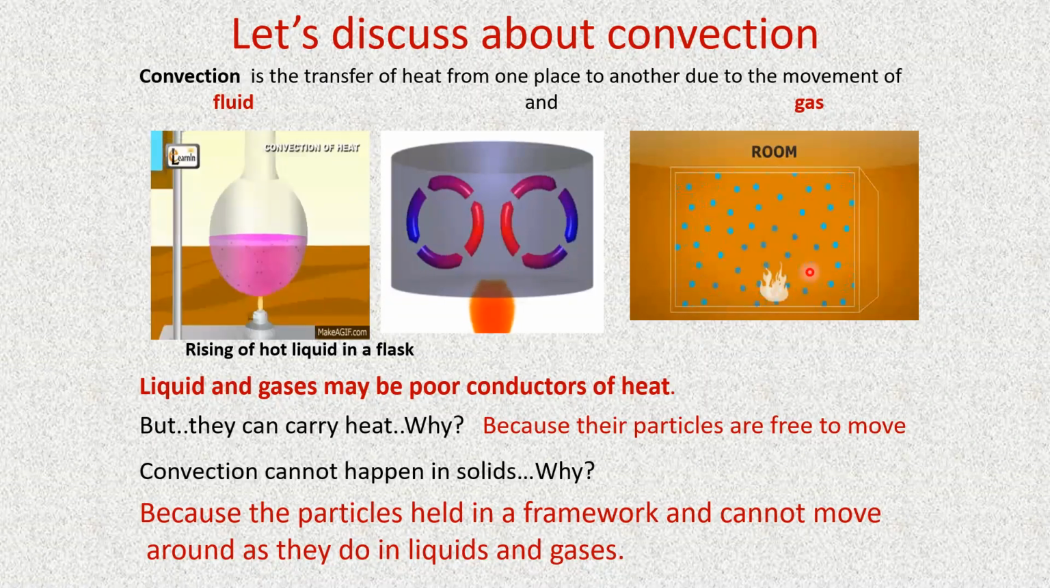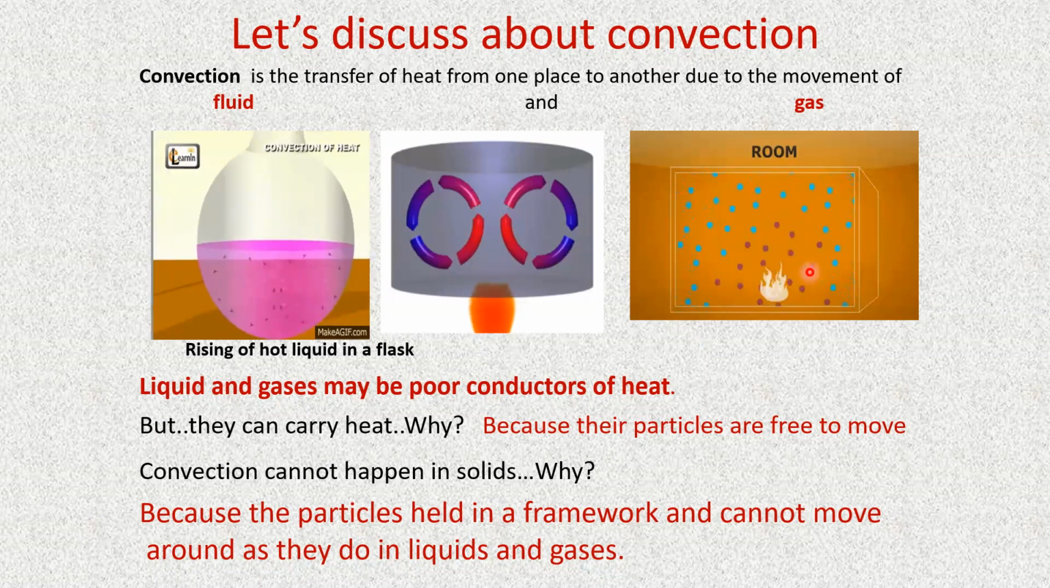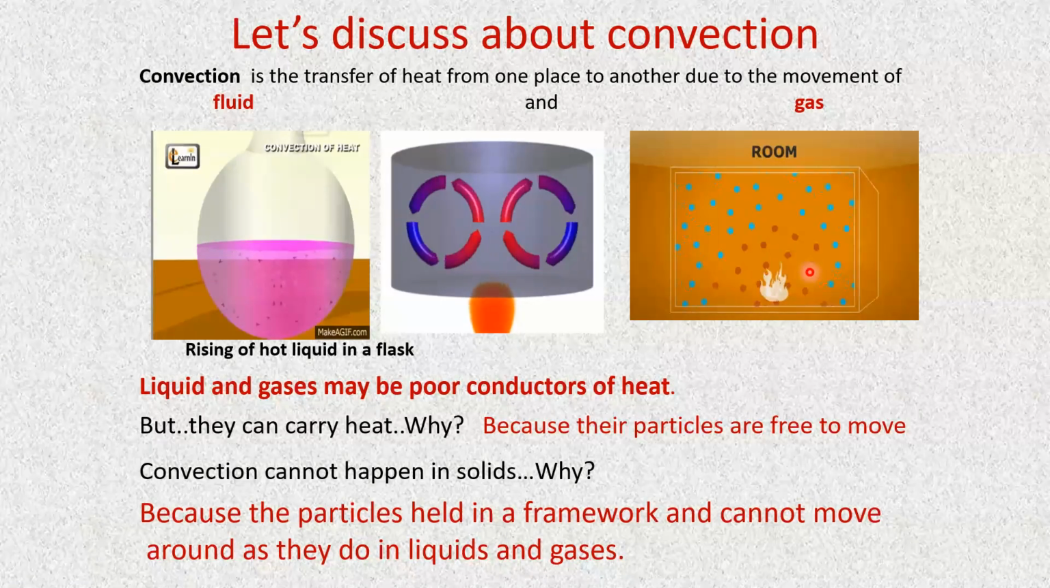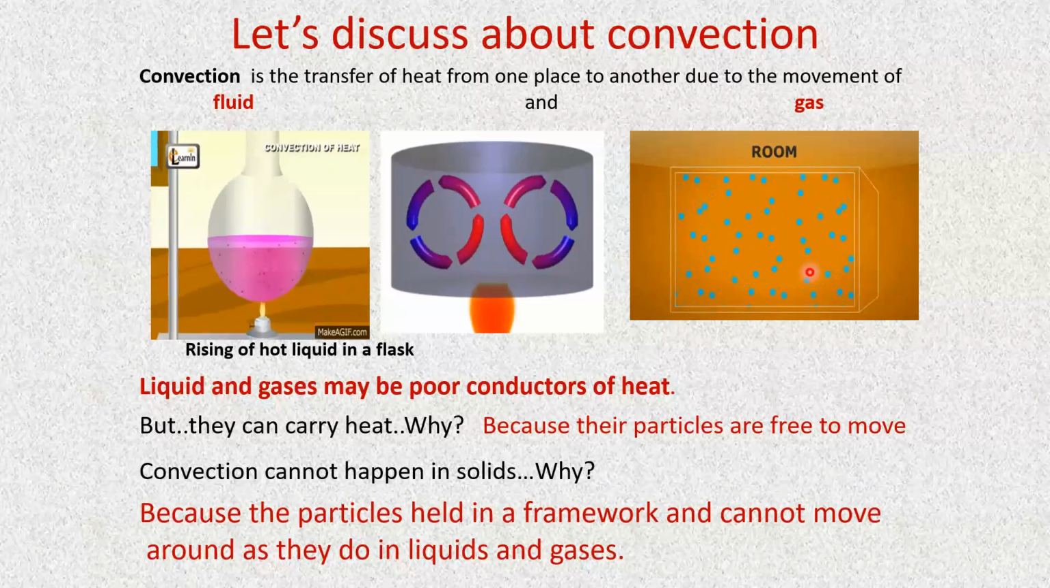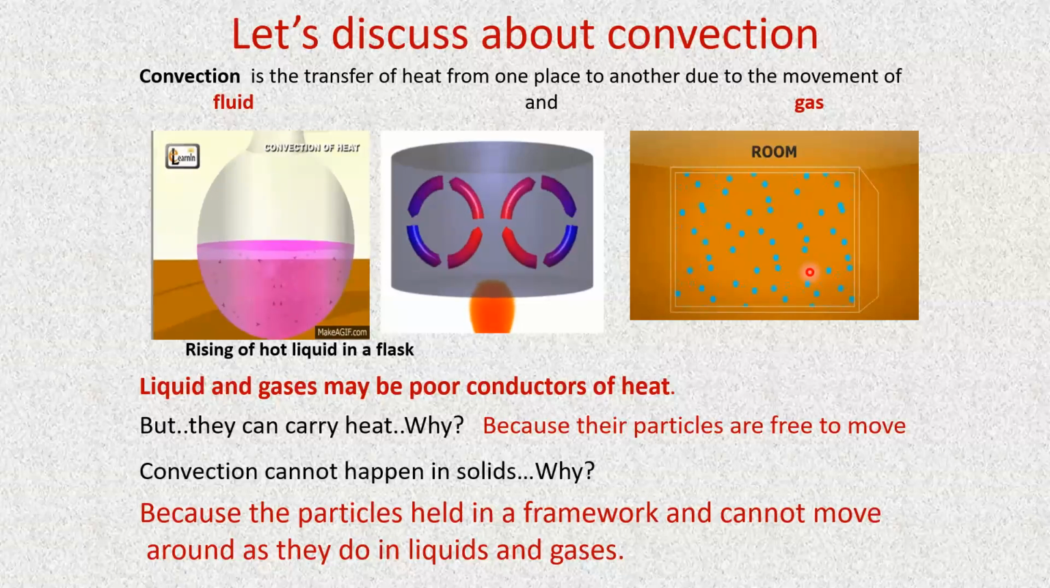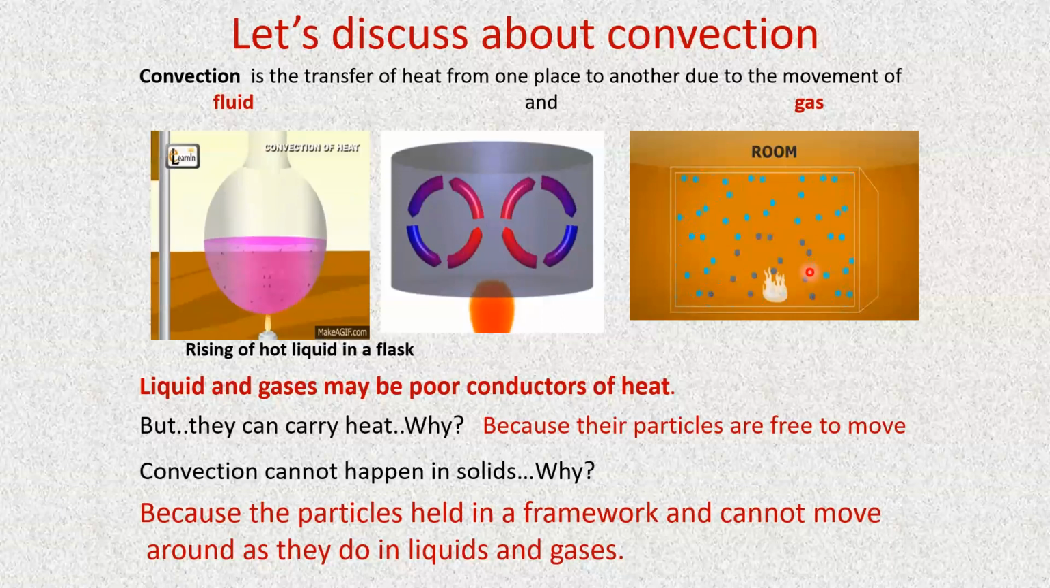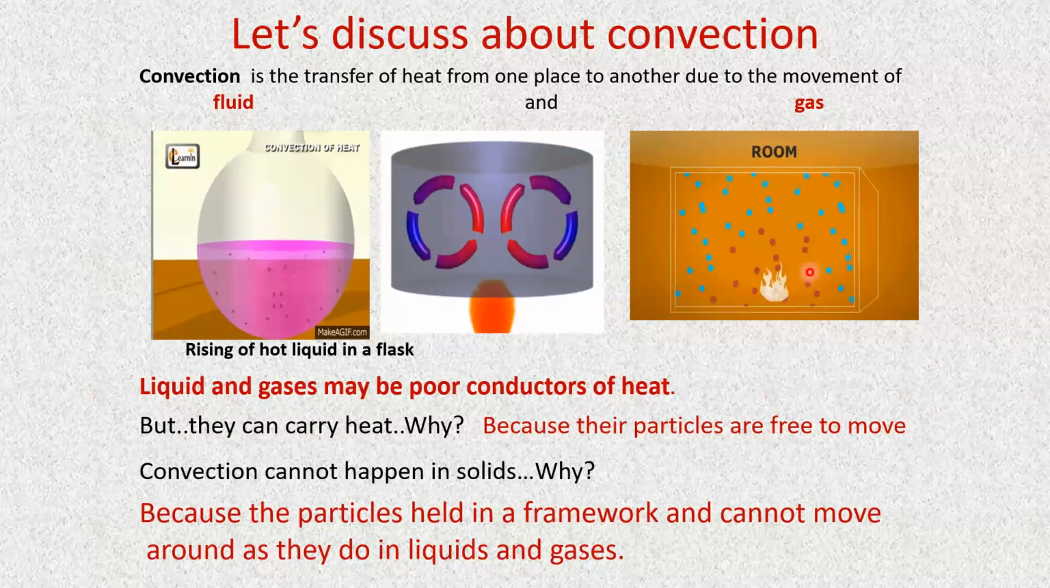Liquids and gases may be poor conductors of heat. Usually they are poor conductors of heat, meaning they do not conduct heat and electricity, but they can carry heat. They are not conducting heat, but they are responsible for transmitting heat from one place to another, because their particles are free to move. Because their particles are free to move, that's why they are carrying heat.